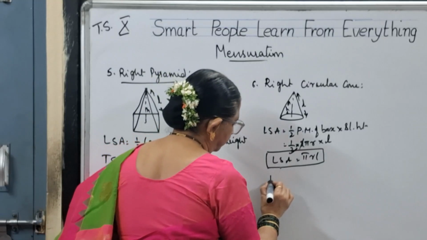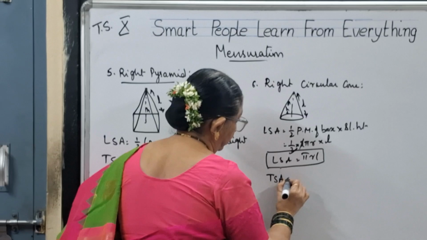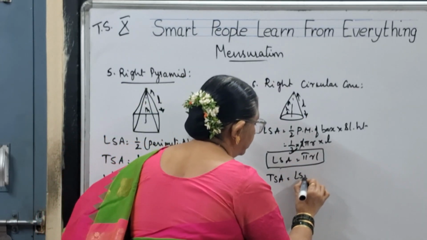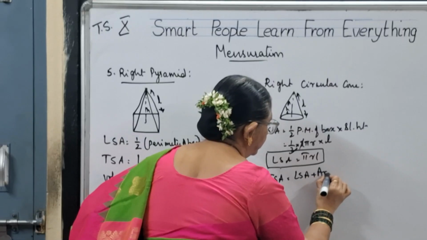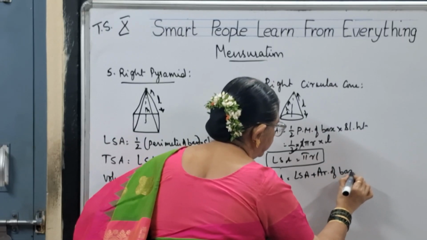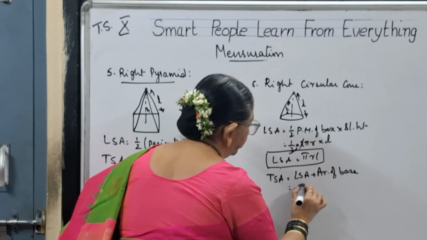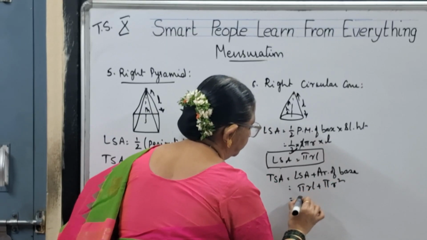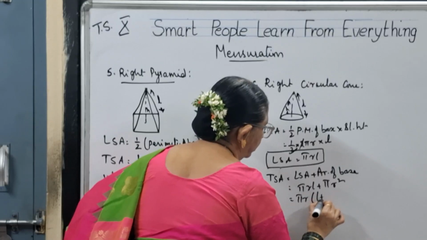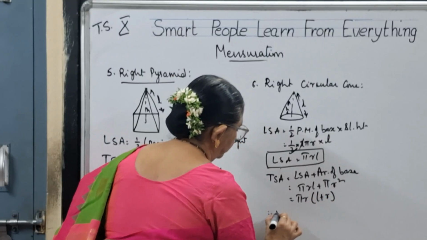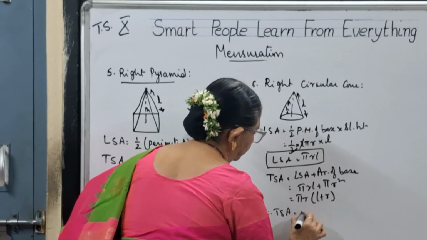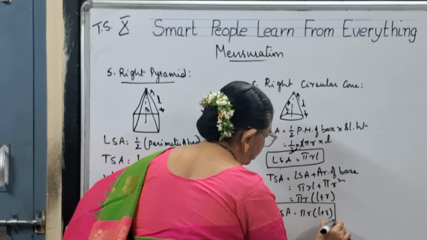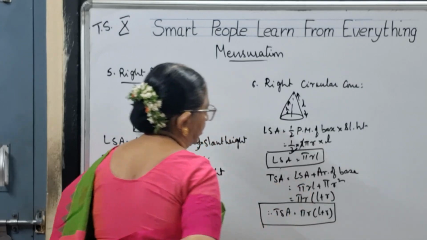Now TSA. TSA formula is LSA plus area of base. Base is always a circle, so pi r L plus pi r square. In these two, pi r is common into L plus r. Therefore, TSA is equal to pi r into (L plus r) is the formula for finding out TSA.